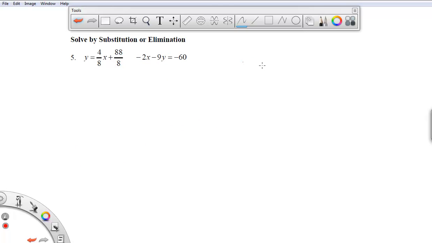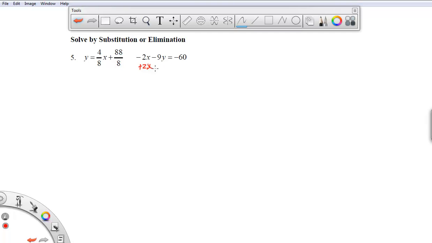Now on number 5 and 6, there's 6 showed over here on your worksheet. We're not going to do number 6 on this video. But anyway, it said solve by substitution or elimination. If you look at this equation right here, you can see that it's already in slope intercept form, and I really don't have to do anything to it. And this one I have to rewrite. So probably this would be easiest to do substitution with. So I'm going to rewrite this one in slope intercept form.